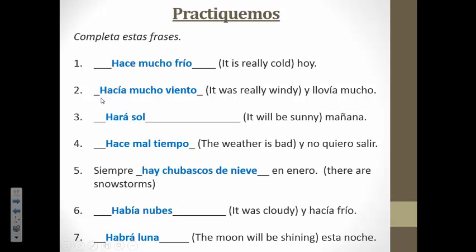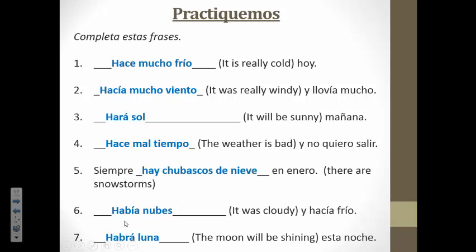Okay, number 2. It was really windy and it was raining a lot. Hacía mucho viento. 3. It will be sunny tomorrow. I would say hará sol. 4. The weather is bad and I don't want to leave. You would say hace mal tiempo. No quiero salir. 5. There are snowstorms in January. So you would say hay chubascos de nieve.